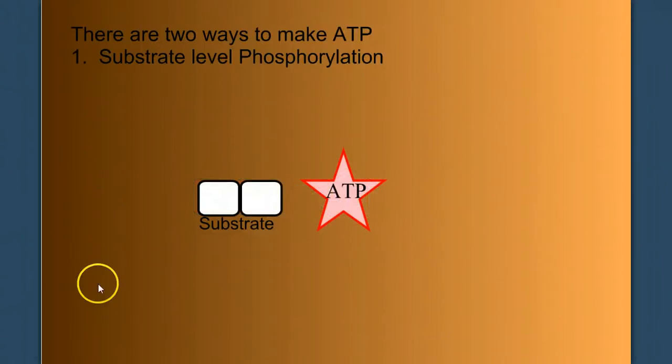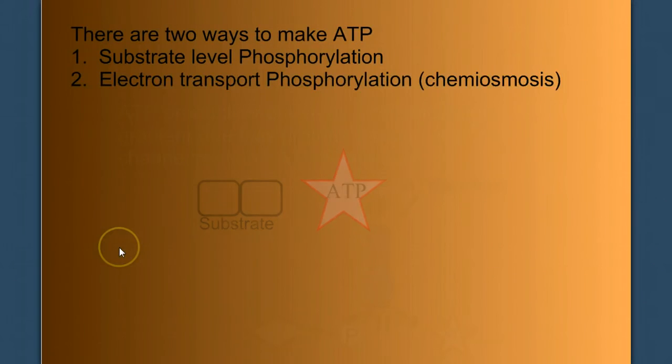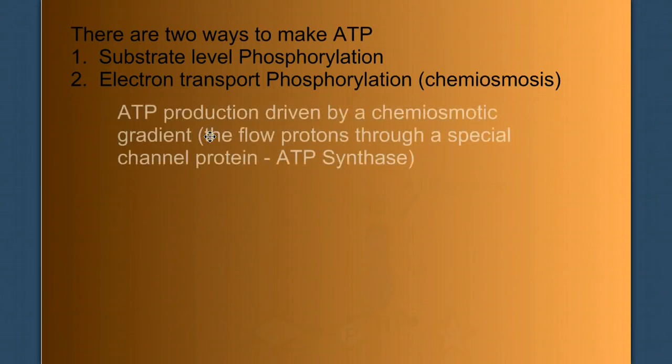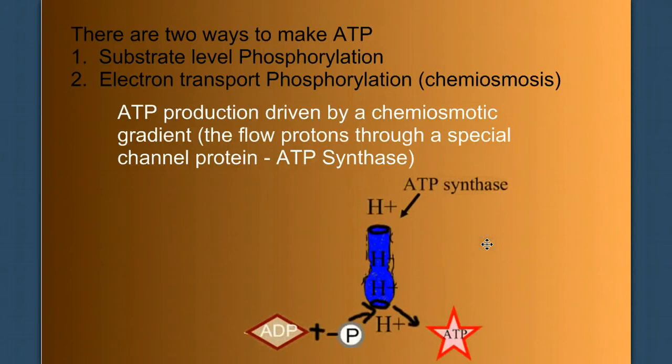We have substrate level phosphorylation. ADP was phosphorylated into ATP with a direct transfer of a phosphate group. So we call this substrate level phosphorylation. The substrate donates the phosphate. In electron transport phosphorylation, production is driven by a chemiosmotic gradient, the flow of protons through a special channel protein that we call ATP synthase.